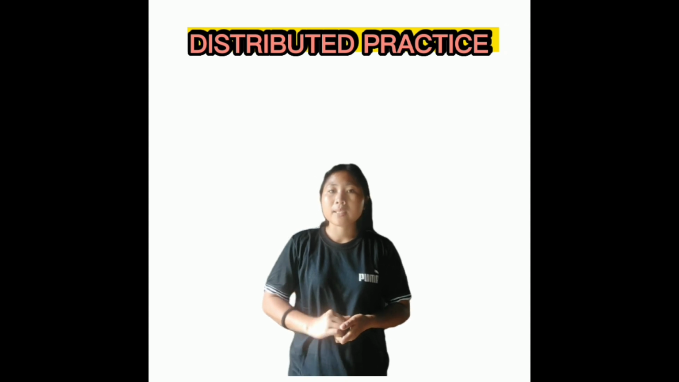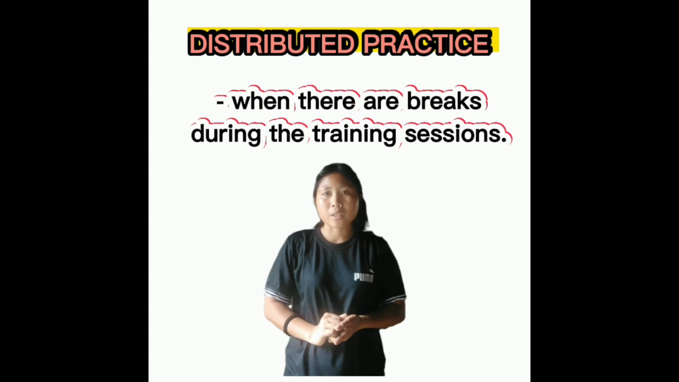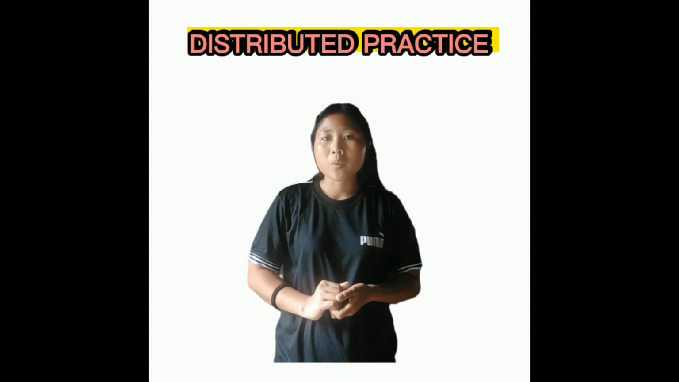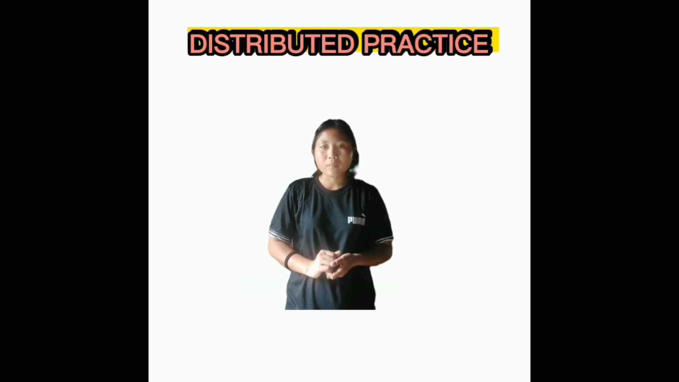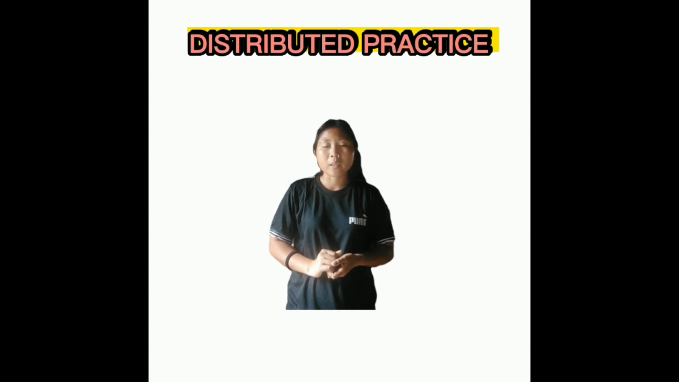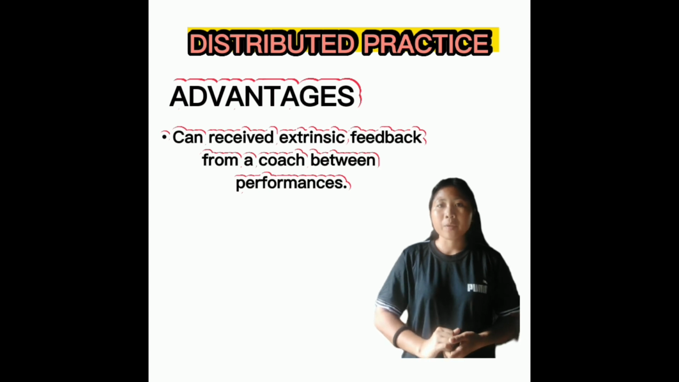Then the third type of practice is the distributed practice. This is when there are breaks during the training sessions and it allows the performers to rest and receive extrinsic feedback from a coach. Also, this method of practice is most useful for continuous skills but can be applied to almost any skill type. For example, a 100 meter runner could run 100 meters then go back to a coach to receive feedback on how to improve technique. The advantage is they can receive extrinsic feedback from a coach between performances.